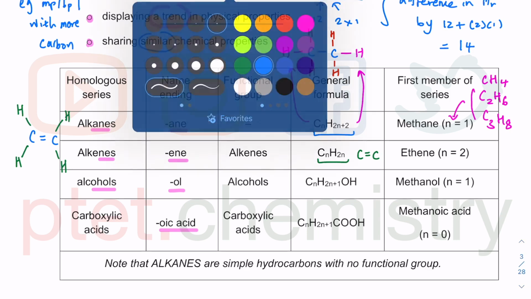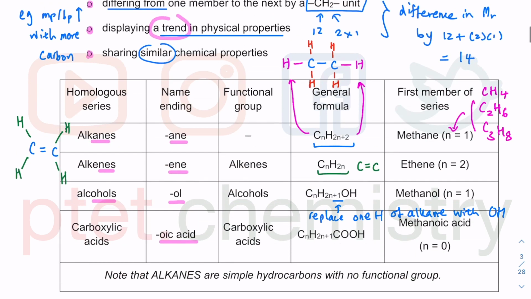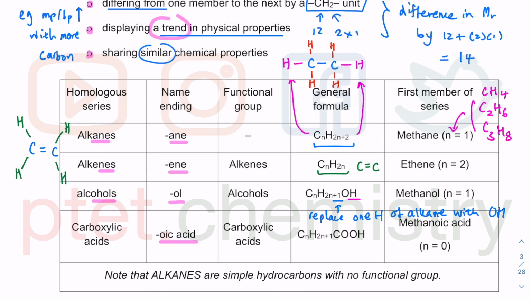Next up, we have alcohols. Alcohols will be CnH2n plus 1 because you replace 1 hydrogen of alkane with OH. So imagine just now we have the alkane like this, and we take away one of the hydrogen at the end there. So instead of having the plus 2, we only have the plus 1. We remove the H and we add in the OH there. That is why it's CnH2n plus 1, because you replace one of the hydrogen at the end, whichever one, with OH.